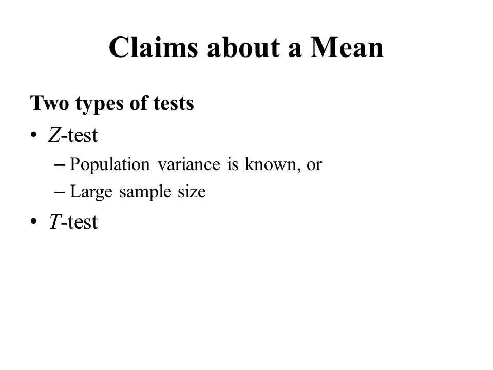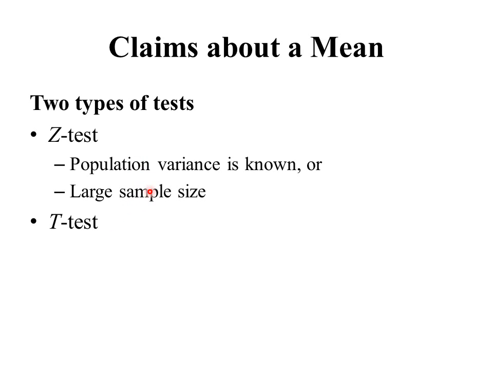So when testing a claim about a mean, there are two basic types of tests. There's the z-test and the t-test. And the biggest difference between them is what type of distribution the test statistic has. In a z-test, the test statistic is a z-score, so it has a normal distribution. In a t-test, the test statistic is a t-score, so it has a student t distribution.